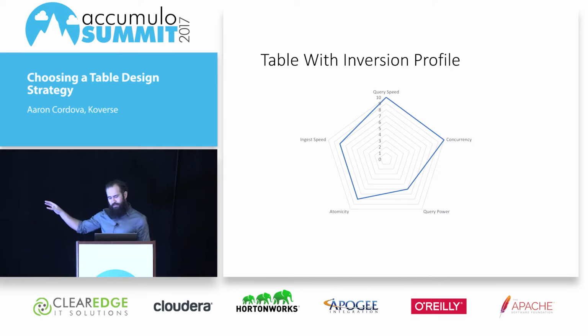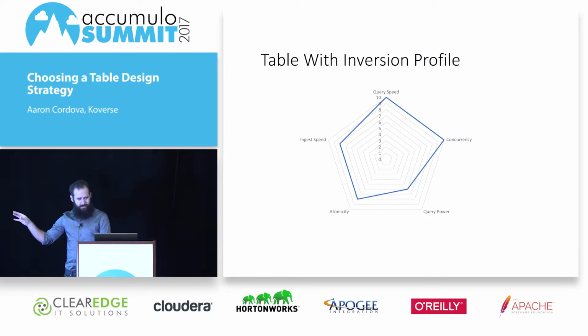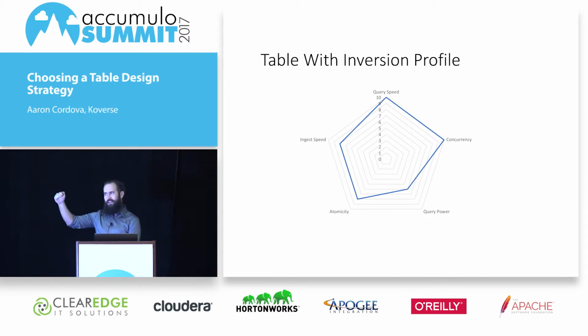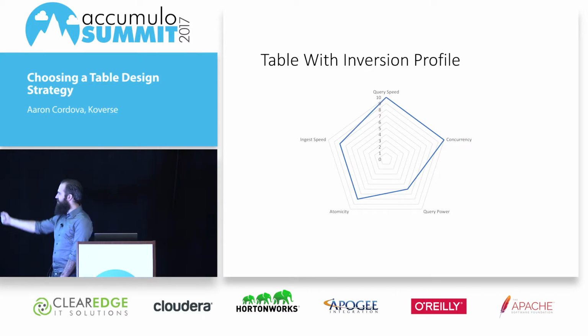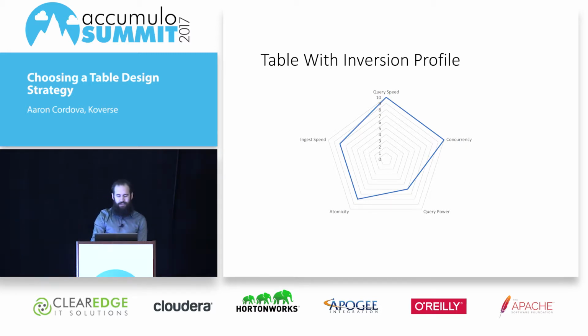So performance profile-wise, it's going to look like this. You're sacrificing a little bit of ingest speed because you're writing more key value pairs now. Your query speed's still great for the queries you want to do. Your concurrency is still pretty good. You've lost some atomicity, but we've increased our query power. So we pulled the sheet down and to the right, and we lost a little bit on the lower left-hand corners. Now that's pretty good, though. I mean, you're getting pretty close to like the ideal pentagon shape there.